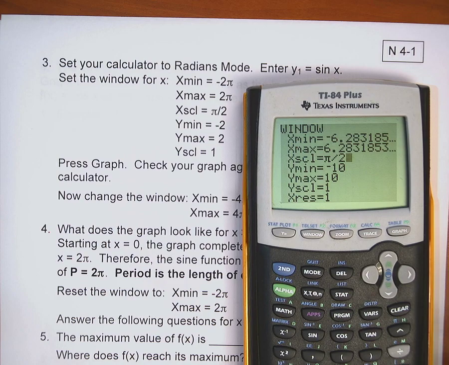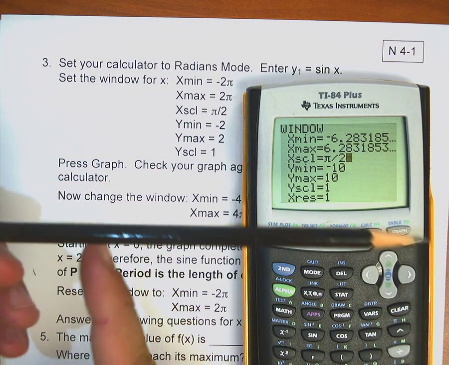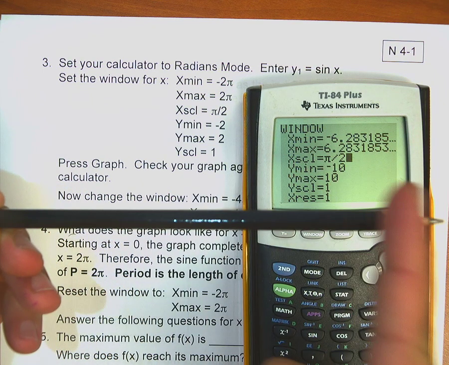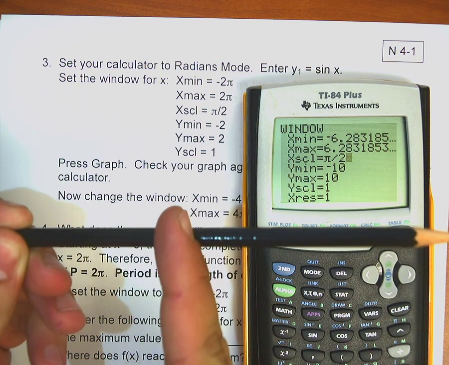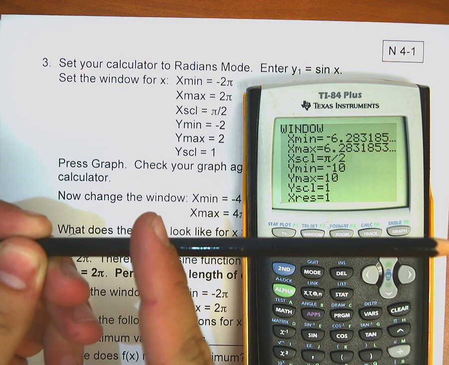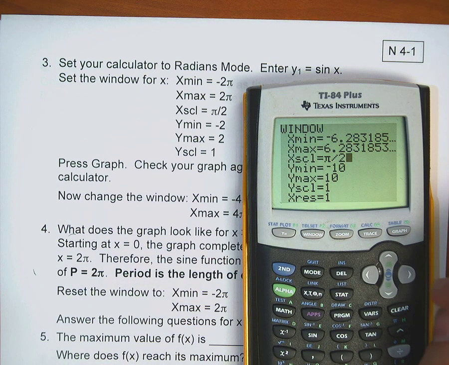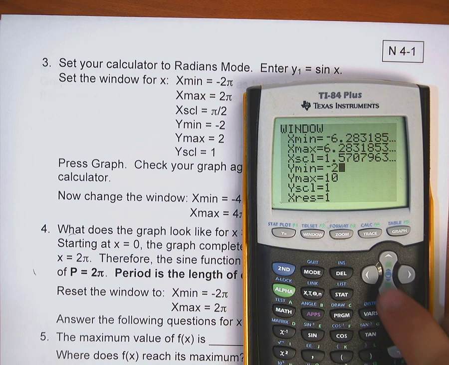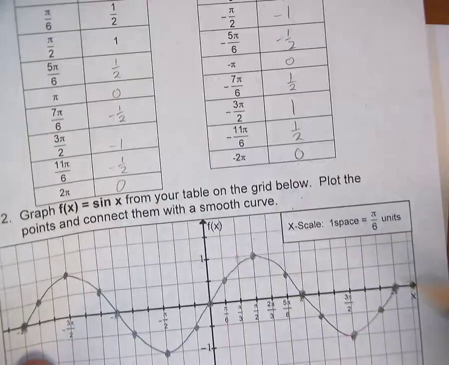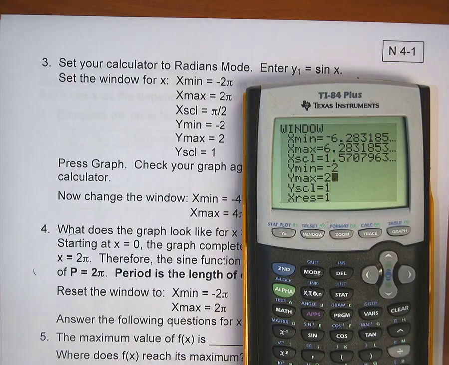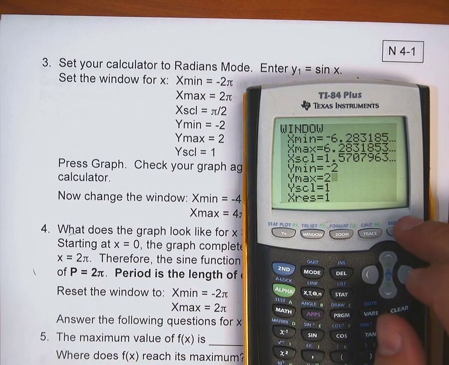That's just a general rule that I like, because the x scale breaks up your x-axis into increments of pi over 2. Instead of the tick marks going up by 1, 2, 3, 4, 5, it's pi over 2, pi, 3 pi over 2, 2 pi, that kind of thing. Y min, negative 2. Y max, 2. Why? Because I know from my sine wave it's not going to be any taller than 1, so there's really no point in going up to 10. And then graph.